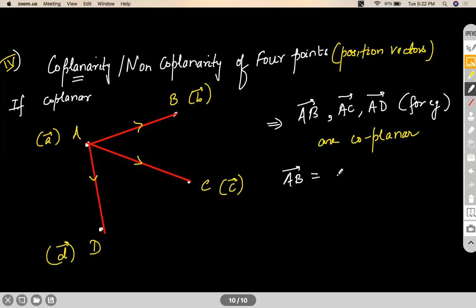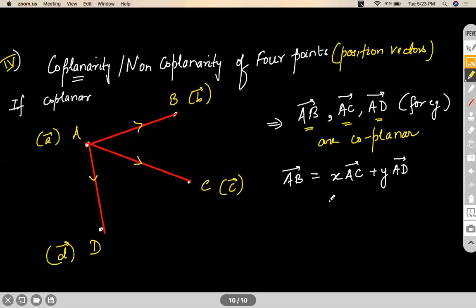can be expressed as a scalar, or you can say a linear combination of the other two, or you can say the determinant formed by the i, j, k coefficients of these three vectors you have formed from those points is 0, then basically you can say that even the 4 points A, B, C, D will be coplanar. Are you getting my point here?